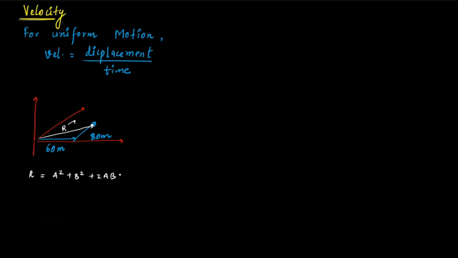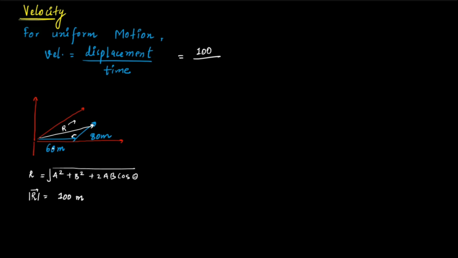This is the most important formula that you're going to use for the rest of the session. It is very good if you pour it into your veins. Cos theta in this case is going to be 90 degrees, so cos is 0. So a square plus b square, that is 60 square plus 80 square, is going to be 10 square, 100 square. So I can write it directly as 100 meters. So displacement must be 100 meters in terms of magnitude.